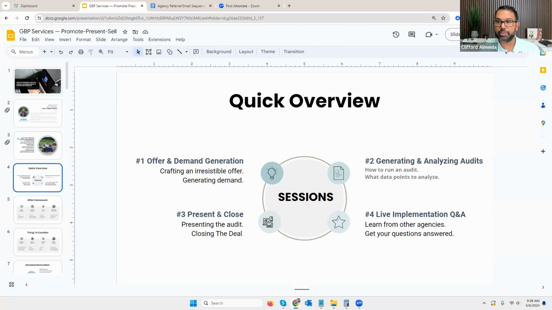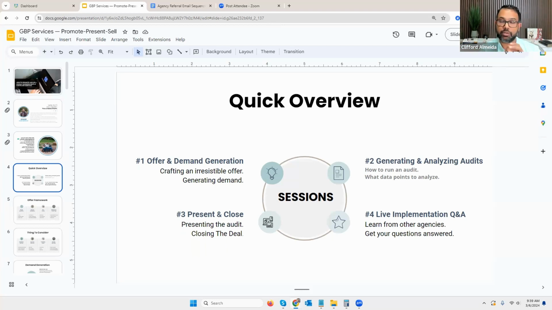Week 2 is going to be all about generating and analyzing the audits. This is for those of you that aren't completely clear about how to run the audit, what areas of the audit matter, how to look at domain authority, how to look at local citations, how to look at information like reviews and the link authority to identify what opportunities are there for your lead or prospect or customer, and determine what levers to pull to be able to get the results. That's what week 2 is going to be about.